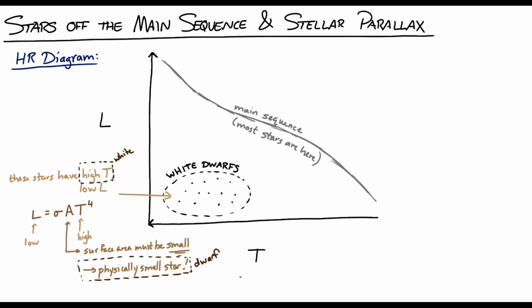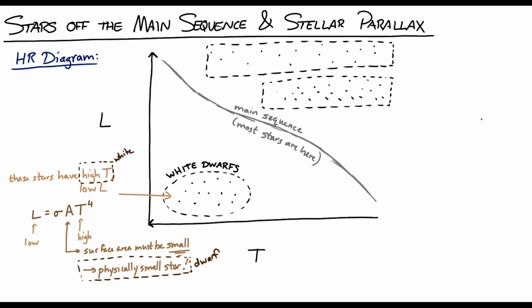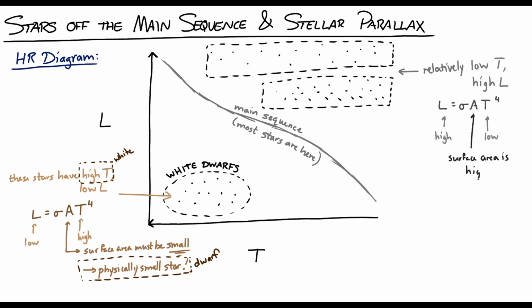Now, some other stars are found in this part of the HR diagram, above the main sequence and over to the right. Some stars are even higher up on the HR diagram. These stars in this section have a relatively low surface temperature, but a relatively large luminosity. Again, if we look at the luminosity equation, if it has a high luminosity but a low temperature, that indicates that we have to have a high surface area, which means that these are physically large stars. These are called the red giant stars, and the ones that are even further up have an even larger luminosity, and so they have to be even larger physically. These are called supergiant stars.